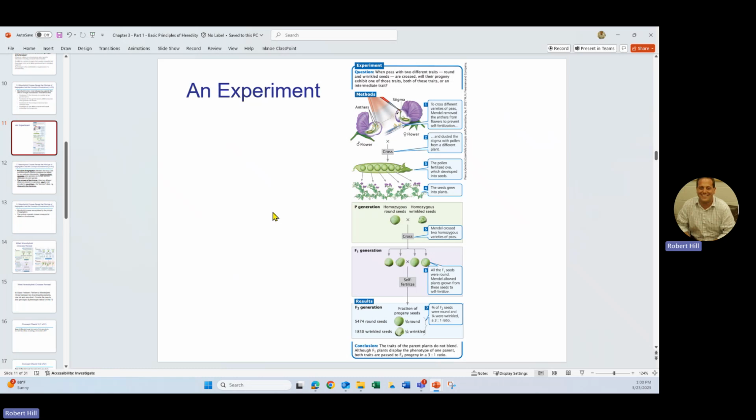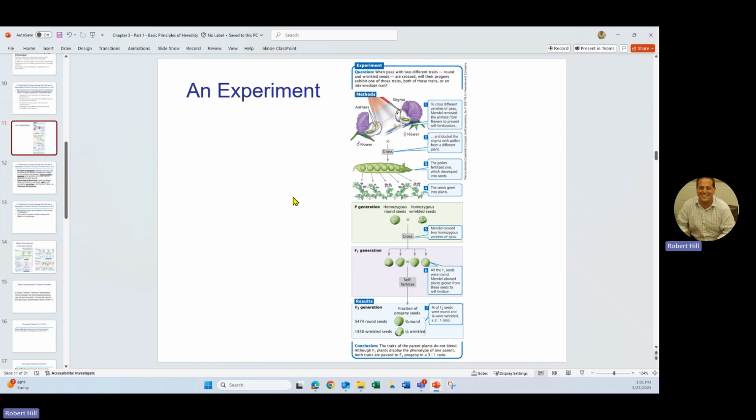This came to make him realize that some traits are dominant over others, right? So round is dominant to wrinkled. That's why when we do abbreviations with this, which you need to start getting used to, we're going to use the letter R for round, and little r is going to represent wrinkled.